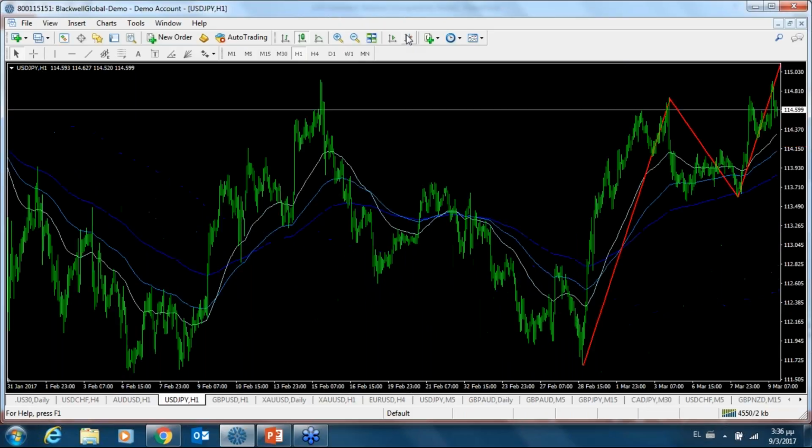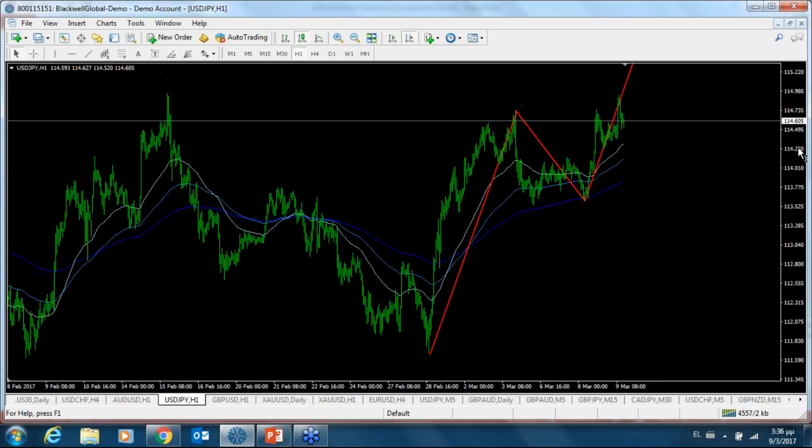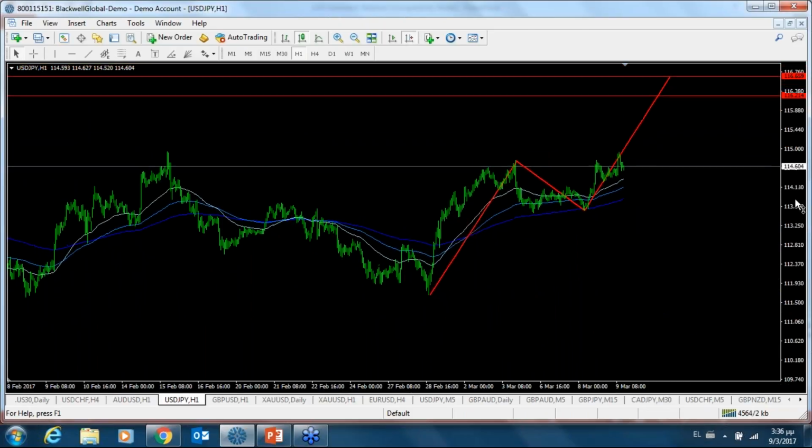What you would then need to do is to convert this ABCD pattern here, as you can see, into a geometric pattern. All you need to do is pull from your A point right to the D point like that. So you've got that funny kind of shape here, yeah? And that is a geometric type pattern.